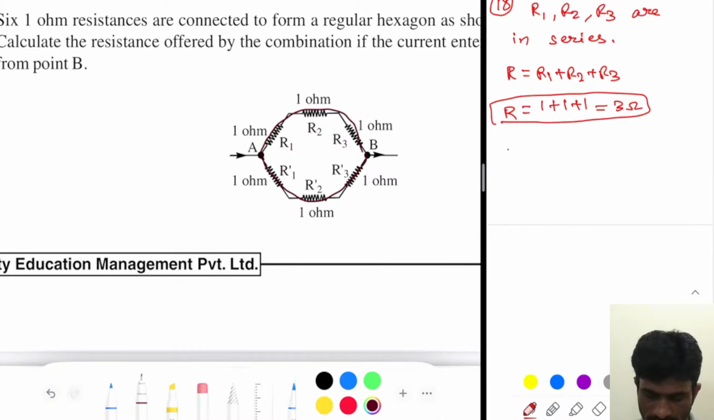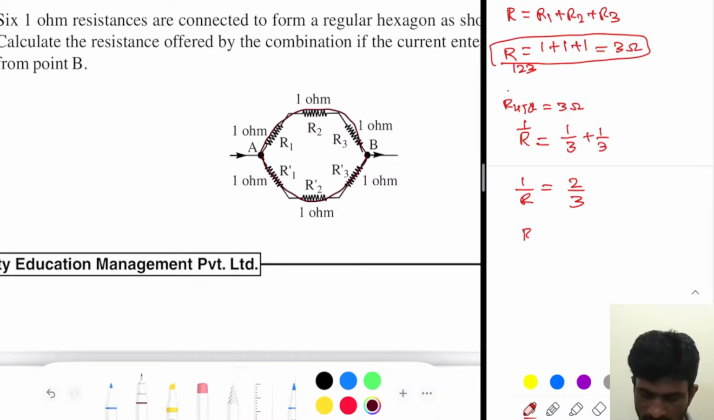So in the second case also, let us take this as R4, R5, R6, which is also 3 ohms. In total, these two, the upper part and the second part, are connected in parallel. So when they are connected in parallel, the total effective resistance is 1 by R is equal to 1 by 3 plus 1 by 3. So 1 by R is equal to 2 by 3. Then R is equal to 3 by 2 ohms, that is equal to 1.5 ohms.